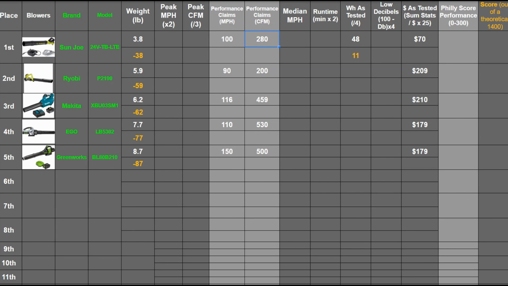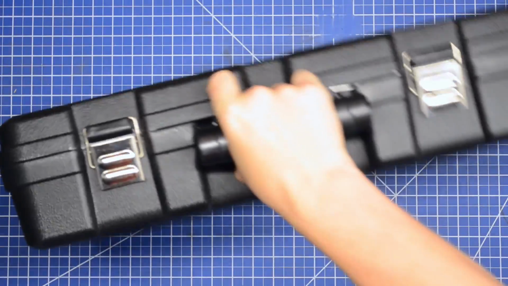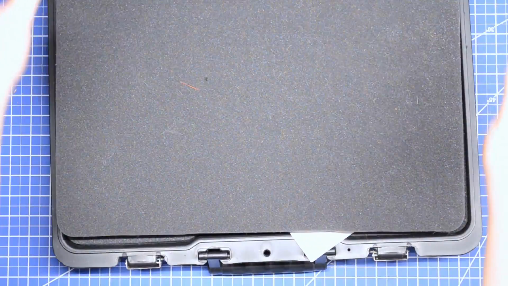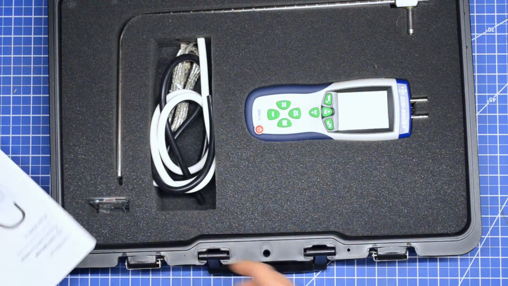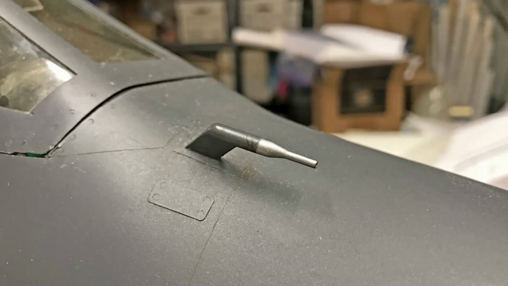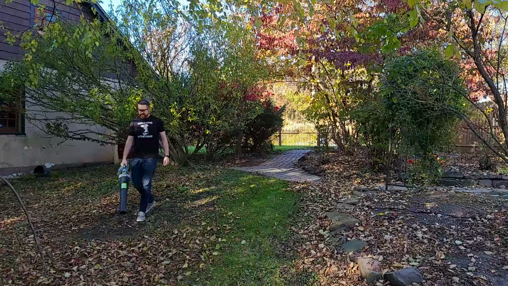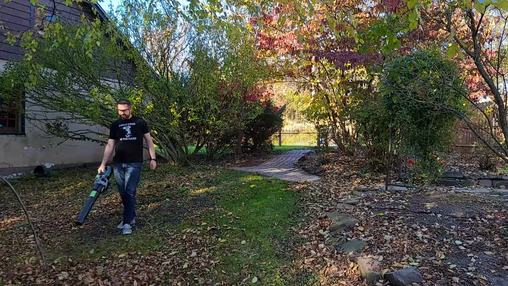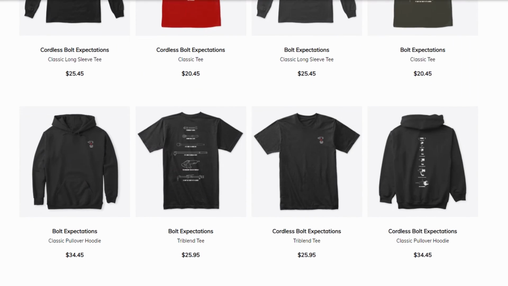To measure that, we'll be using a $370 NIST certified DigiSense scientific instrument called a pitot tube that you might often have seen on the front of jet aircraft or Formula One cars to measure the same sort of thing we're going to be doing today, which is high velocity or airflow. All of the blowers and equipment in today's video were purchased by us and Philly Fixed as usual. TTC doesn't test anything from brands or accept product placements. Visit ours or Jim's T-Store below to support that effort.